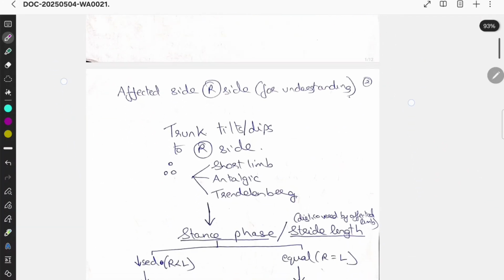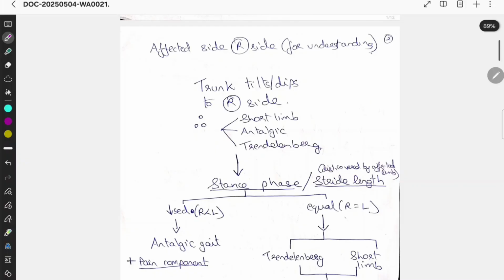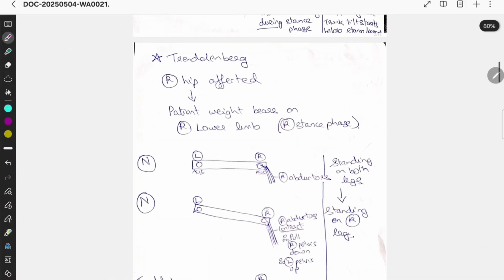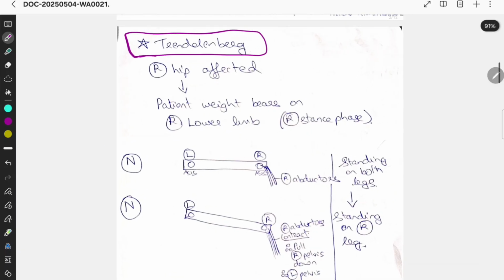Okay. So without further ado, this is a flow chart, but before that we'll understand the basic core concept of various orthopedic gaits. Okay, so starting with the most common, Trendelenburg gait. In this patient, right hip is the pathological hip, in which Trendelenburg gait is positive. Okay. So let's suppose the patient weight bears on the right lower limb. What does that mean? That right lower limb is in the stance phase.